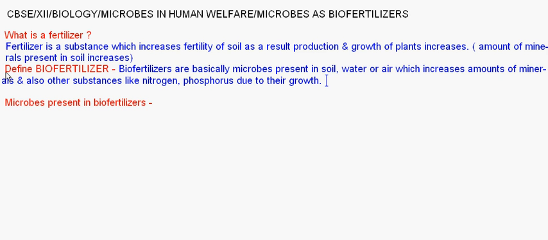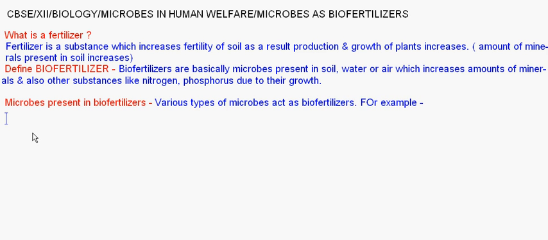So microbes which act as biofertilizers are of various types. For example, free-living, symbiotic and cyanobacteria. Few of these microbes can be present in the soil, or they can form a symbiotic relationship, or they can be present in air or water as well.